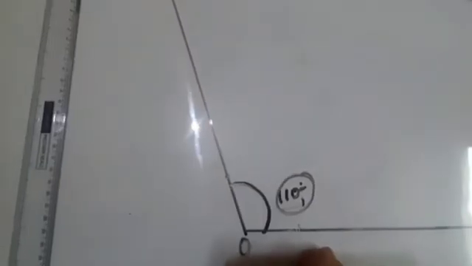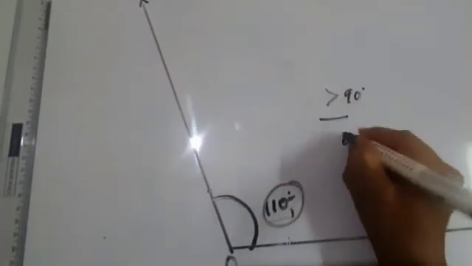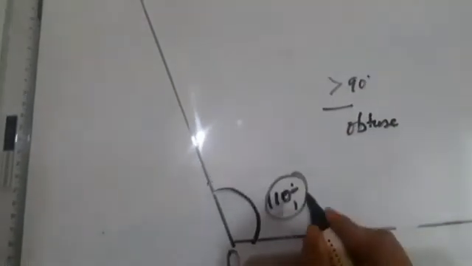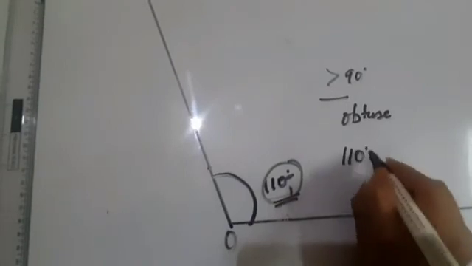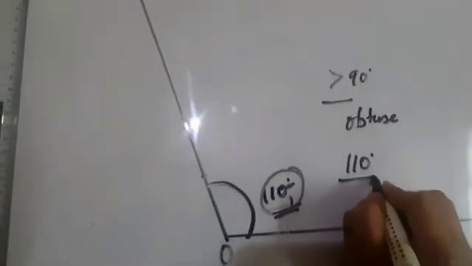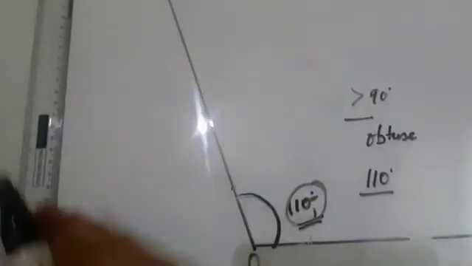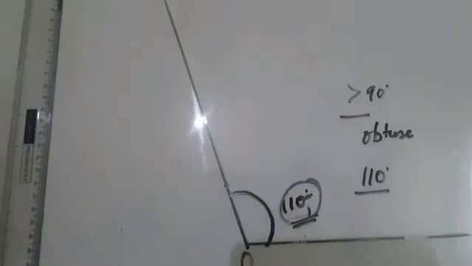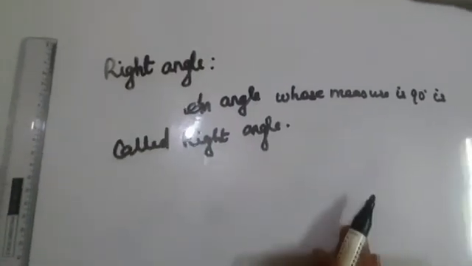An angle which is greater than 90 degrees is called an obtuse angle. So here the degree is 110. So is this greater or smaller, students? It is greater than 90 degrees. So an angle which is greater than 90 degrees is called an obtuse angle. The third angle is right angle.